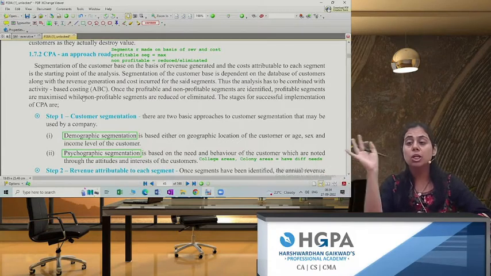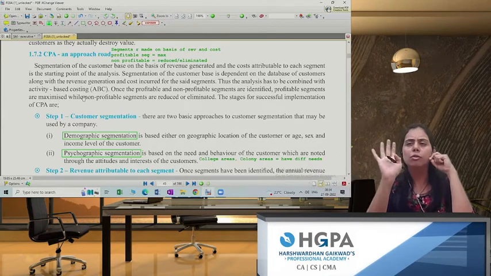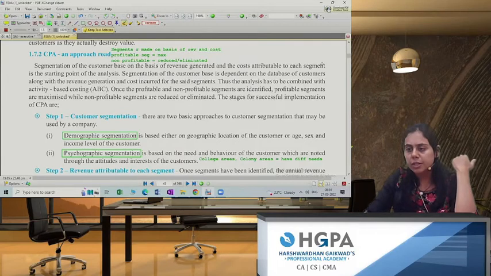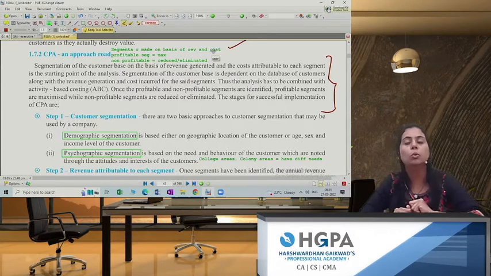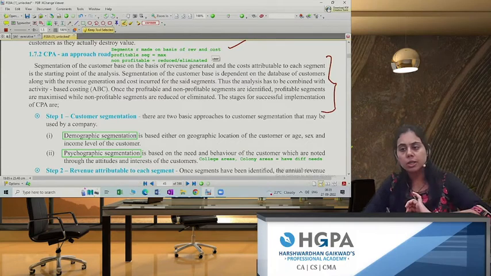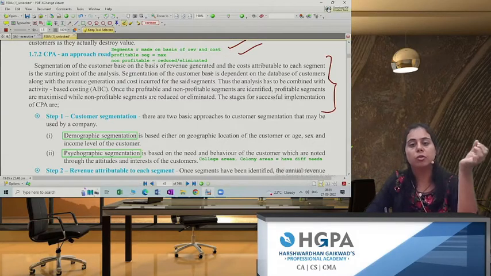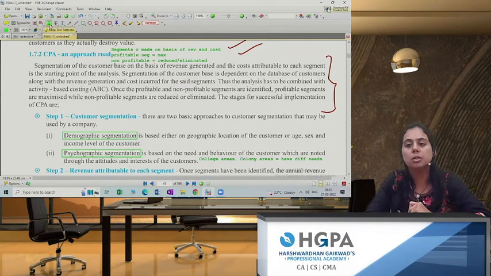And the segments which are not profitable, either we will eliminate them, directly closing them, or we will not close them but only reduce the segment. So in this first introductory paragraph, they have written that the segments are made on the basis of revenue and cost. We will calculate the revenue and cost of each segment, subtract them, that is revenue minus cost, and then calculate the profit. The second point is, wherever there is profit, we will maximize that business, and where there is no profit, it means it is non-profitable, and we will try to reduce it.